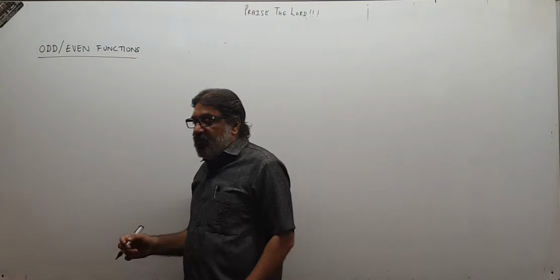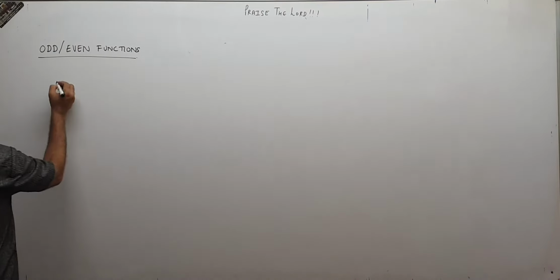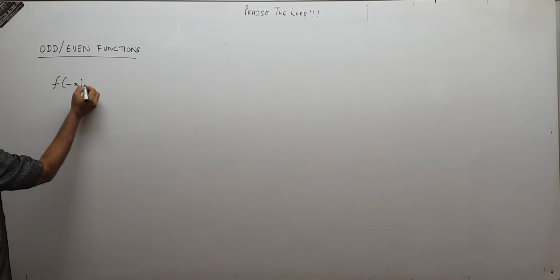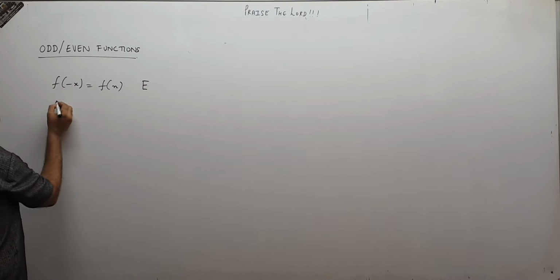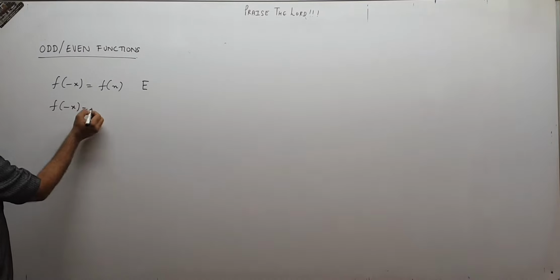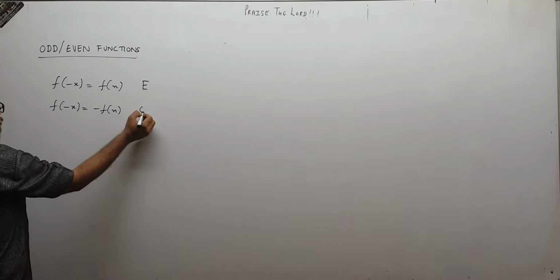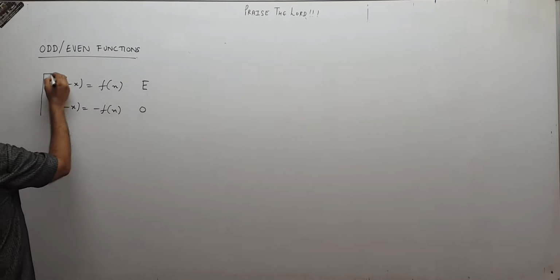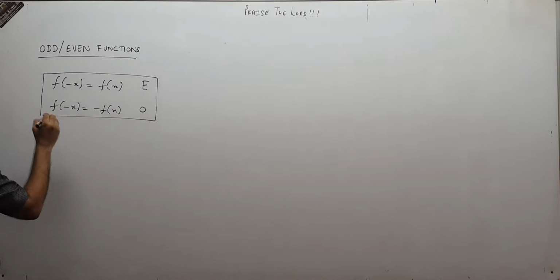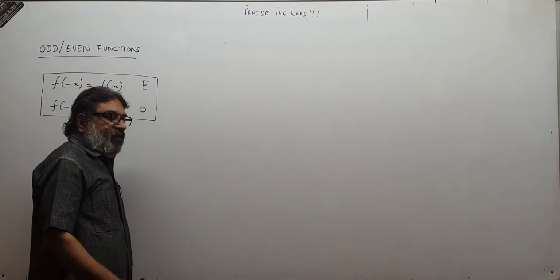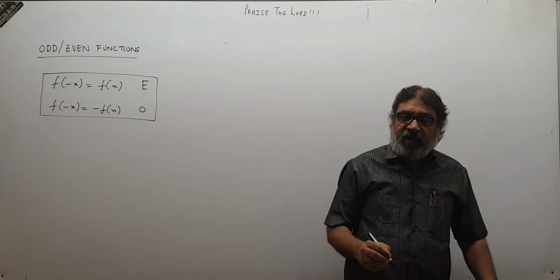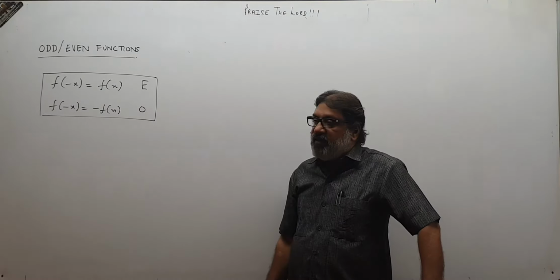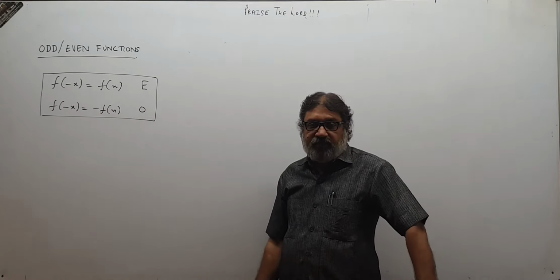So children, please remember the definition. If f(-x) is equal to f(x), then it is an even function. And if f(-x) is -f(x), then it is an odd function. This is the definition for odd function and even function. f(-x) should be f(x) for an even function, and f(-x) should be -f(x) for an odd function.